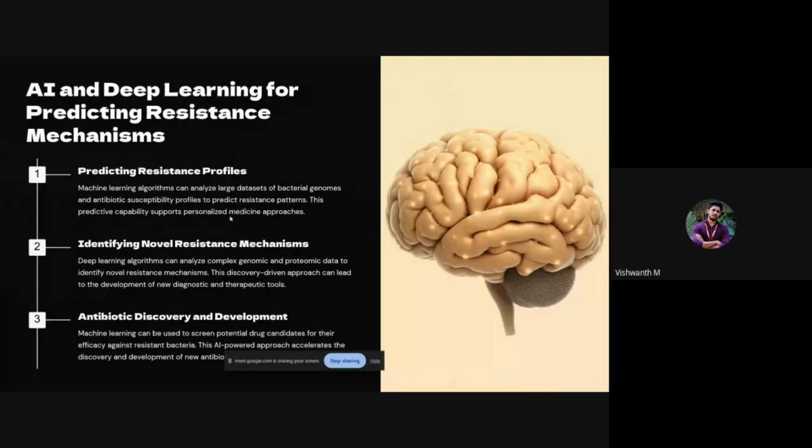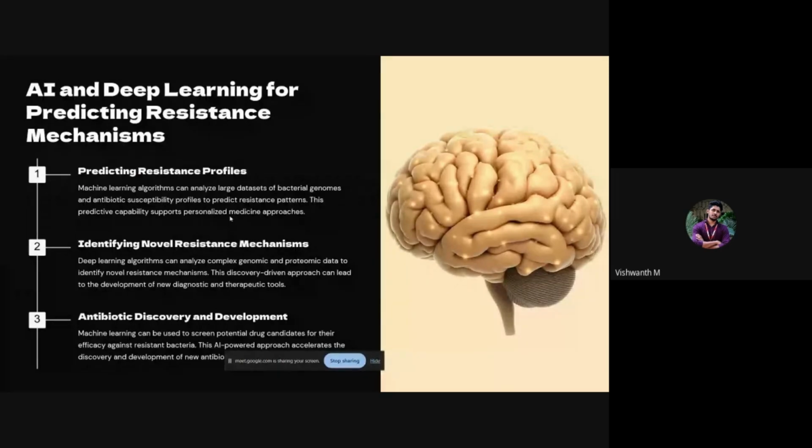So what is artificial intelligence? It is a set of technologies that enable computers to perform a variety of advanced functions. It includes the ability to see, understand, and translate spoken and written language, analyze data, make recommendations, etc. Okay.